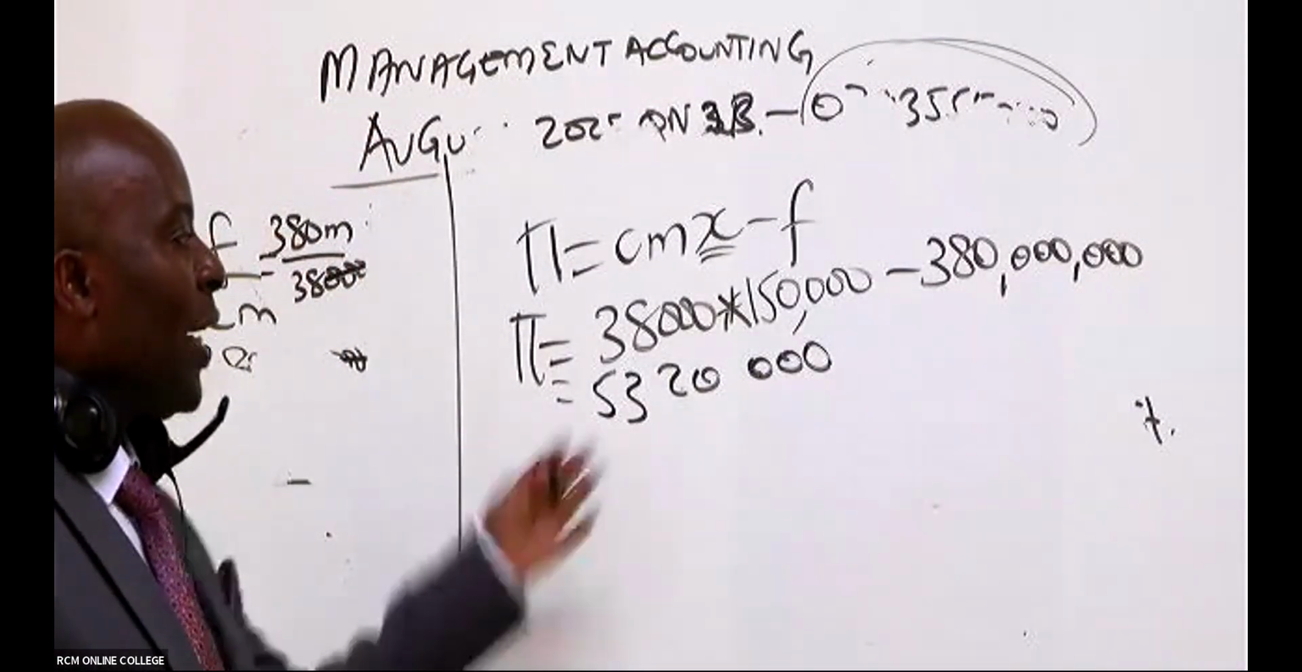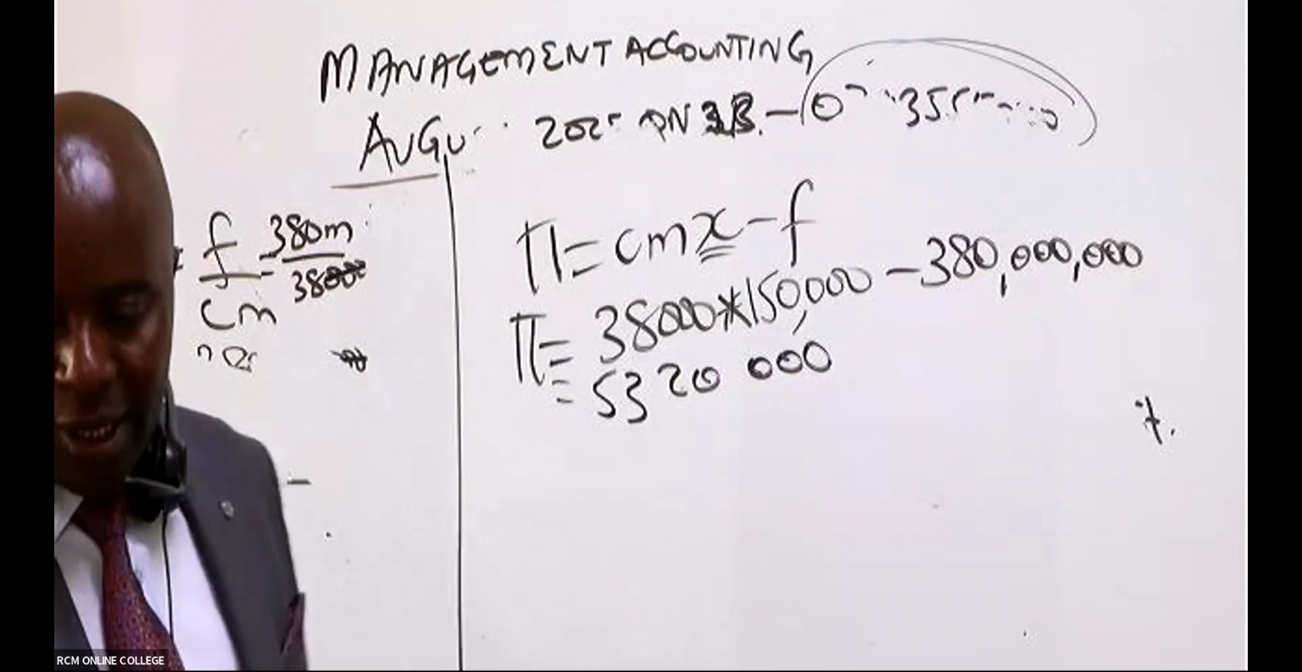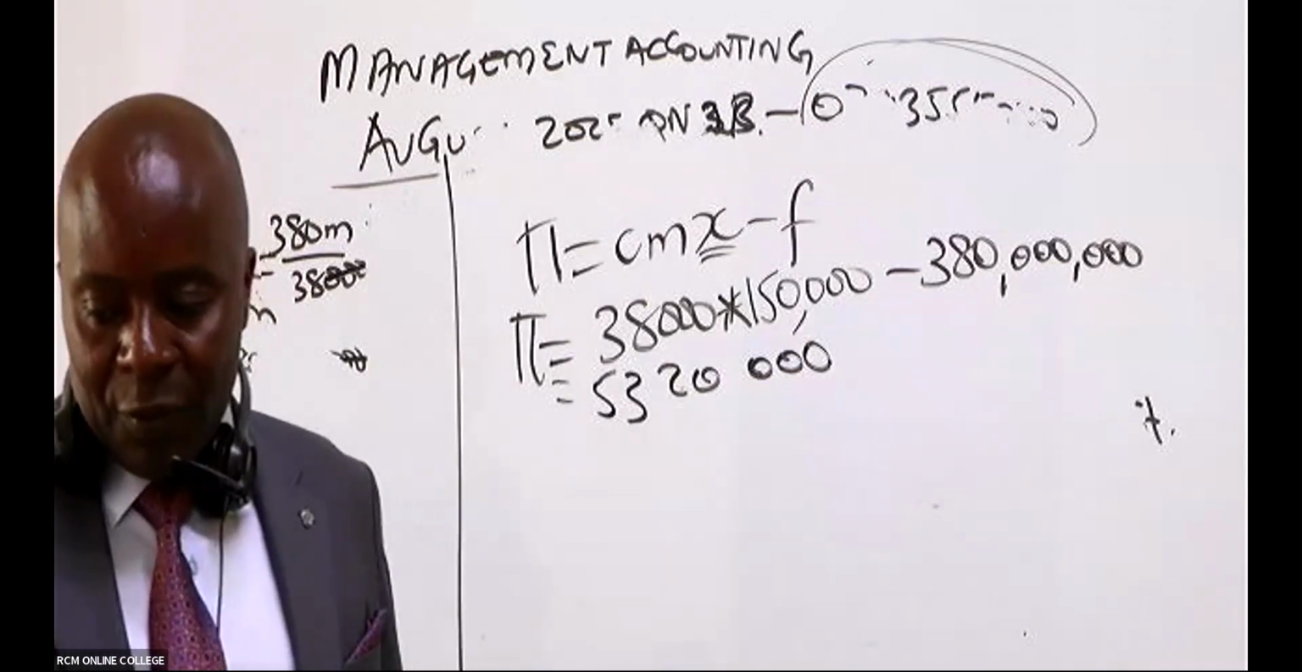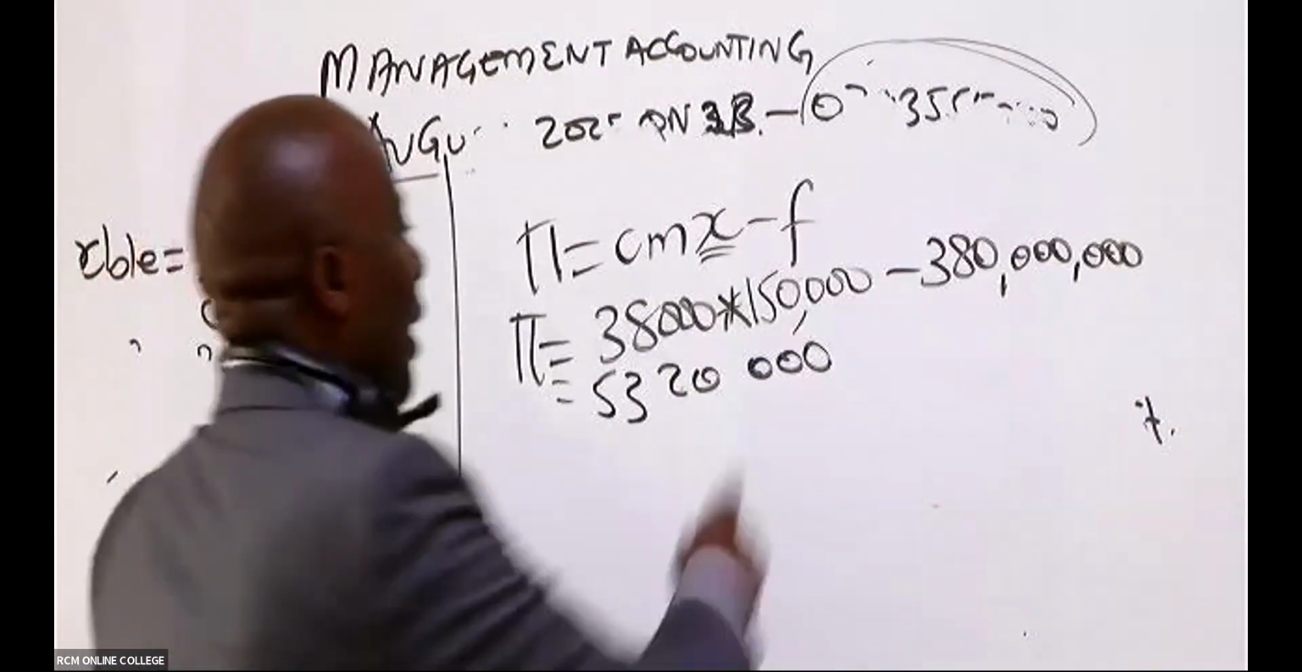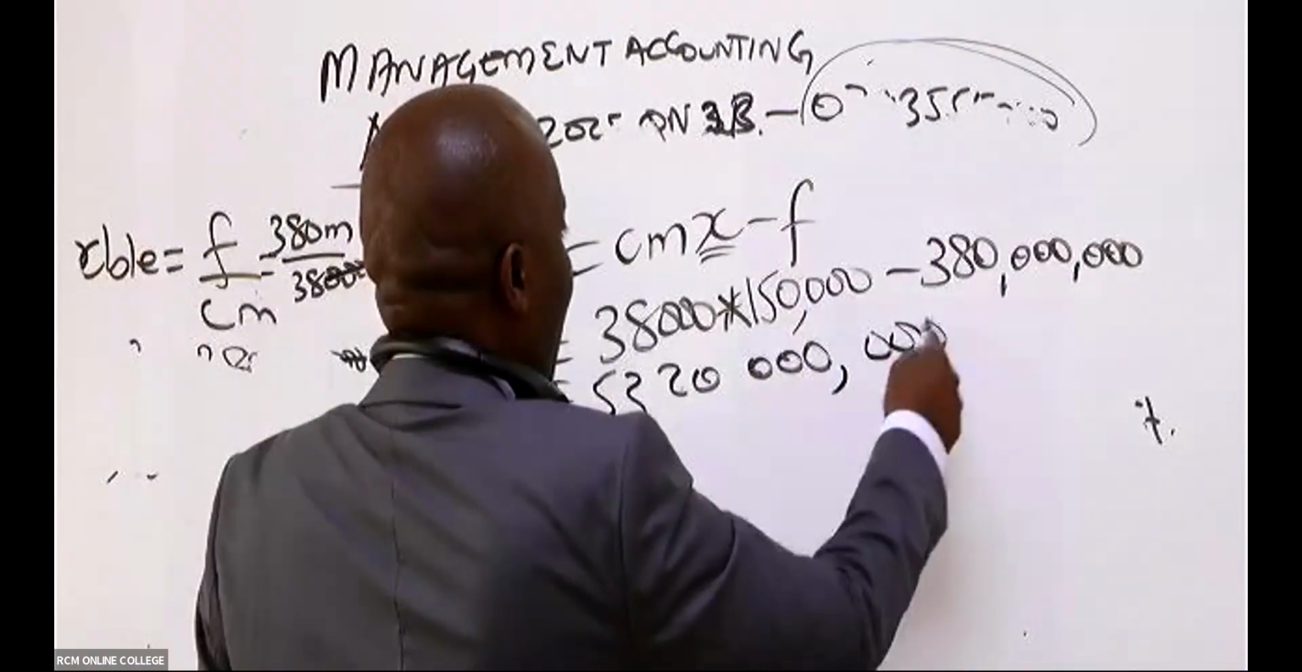53, we'll be having other zeros, eh? Yeah, so long as you have it, 53,20,000. Yeah, they cut the 3 zeros like that.